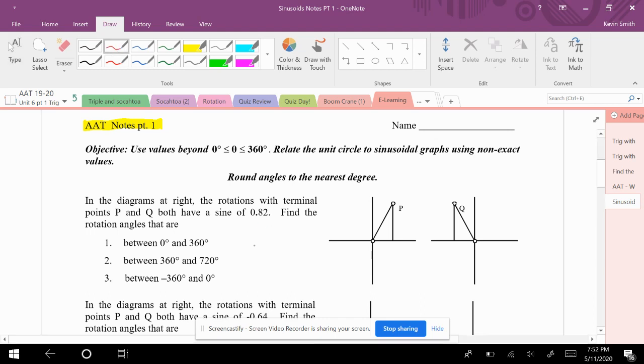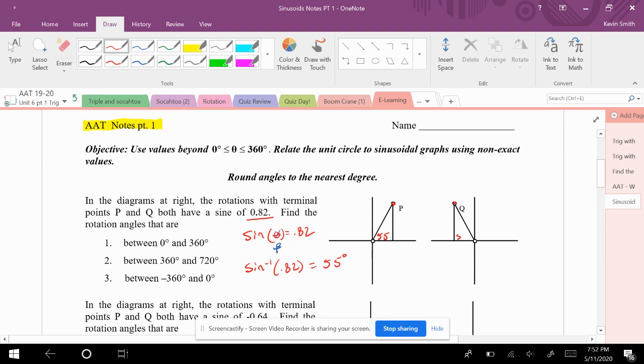So, for the first question, we're looking at point P and Q, and they both have a sine of 0.82. Let's look at this right here really quickly. Sine of theta equals 0.82. We're going to take the inverse to find that reference angle. So sine inverse of 0.82, and that should give you 55 degrees as your reference angle.